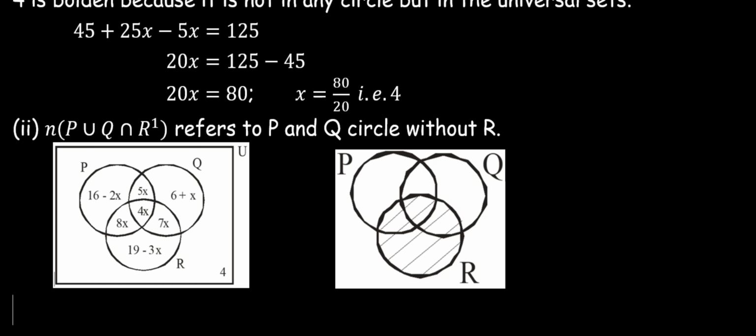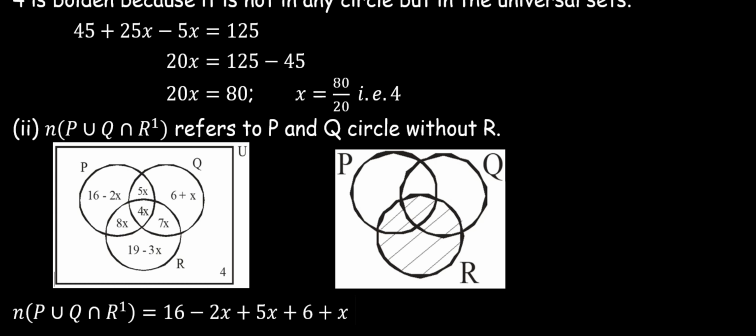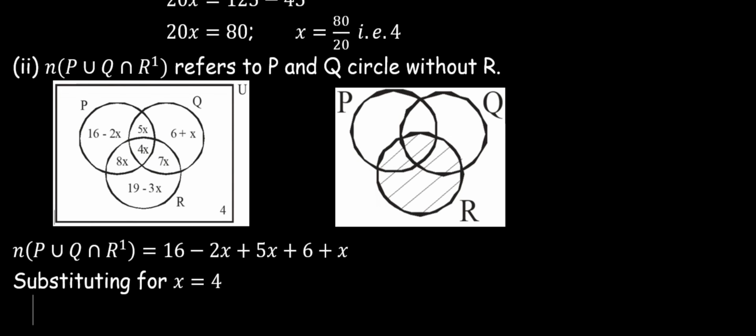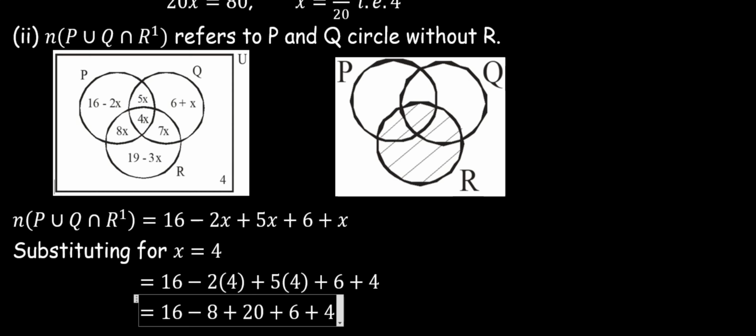And if it is that portion alone, it means n of P union Q intersection R prime equals 16 minus 2x plus 5s plus 6 plus s. Now we are substituting for s equals 4, which we have gotten, and have our value as 16 minus 2 times 4 plus 5 times 4 plus 6 plus 4. And that is the same as 16 minus 8 plus 20 plus 6 plus 4, which equals 38.